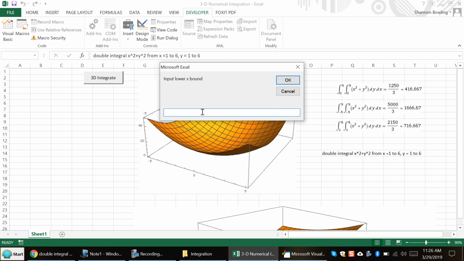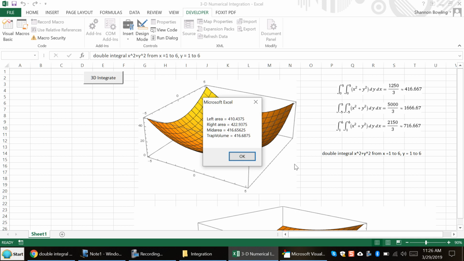But if I increase this to say 100, now I'm getting really close. My actual answer is like 416.667. For my trap volume, I'm getting 416.68. So I'm only off like 0.02 at this point. Okay? Does that make sense? Any questions?